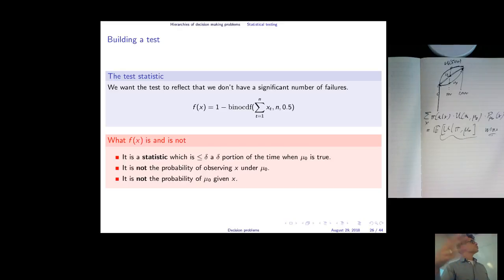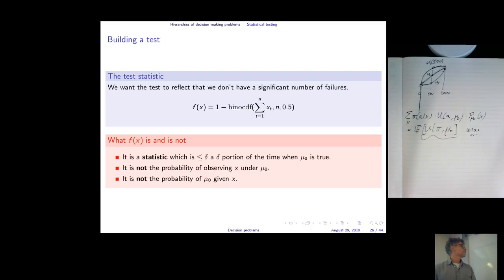Because this is 1 minus the binomial cumulative density function. It's not the probability of x. It's a completely different thing. It's also not the probability of the model given the data. Okay? So if you write it down, it's not the probability of the data, and also it's not the probability of the model given the data. It's just 1 minus the binomial CDF.